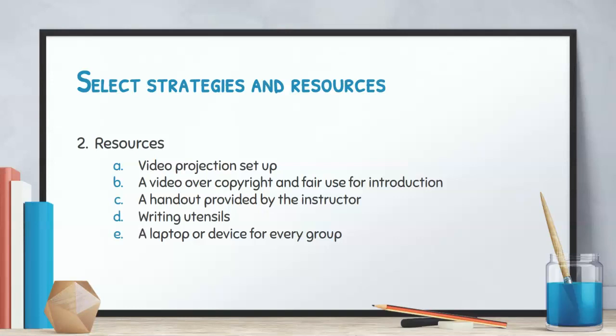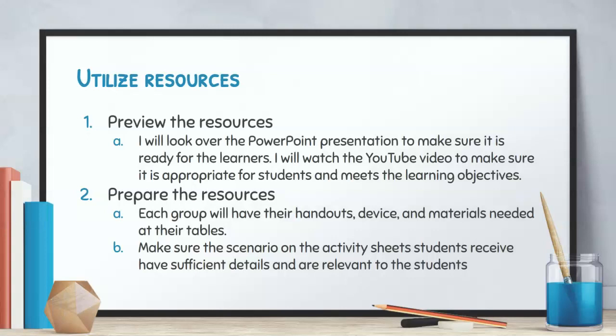So for resources, there needs to be a video projection set up, whether that's a projector, a smartboard, or whatever is available in the library. They would have a video over copyright and fair use for introduction. I would have a handout provided by the instructor. They would have writing utensils, and there needs to be a device for every group. That could be a laptop, from them being on a one-to-one campus, or if they're going to use their own phones.